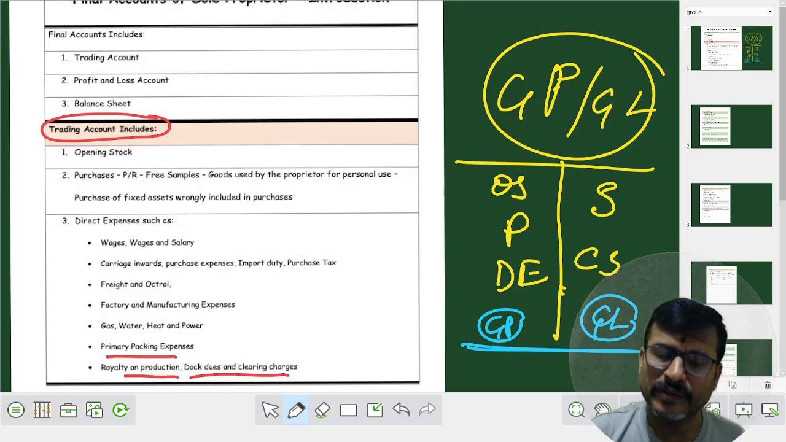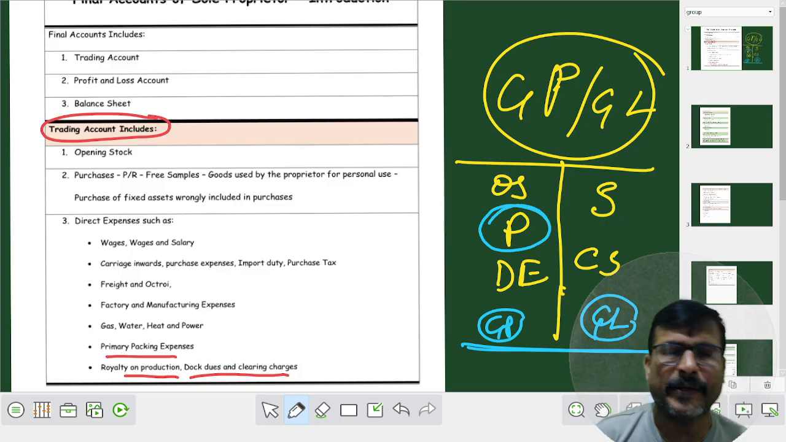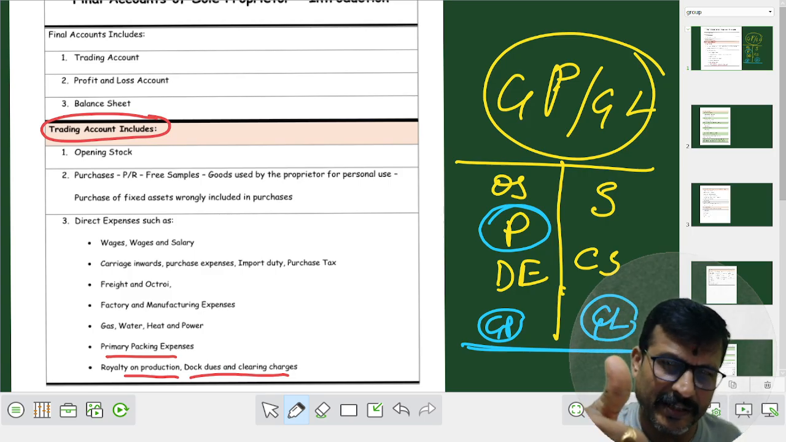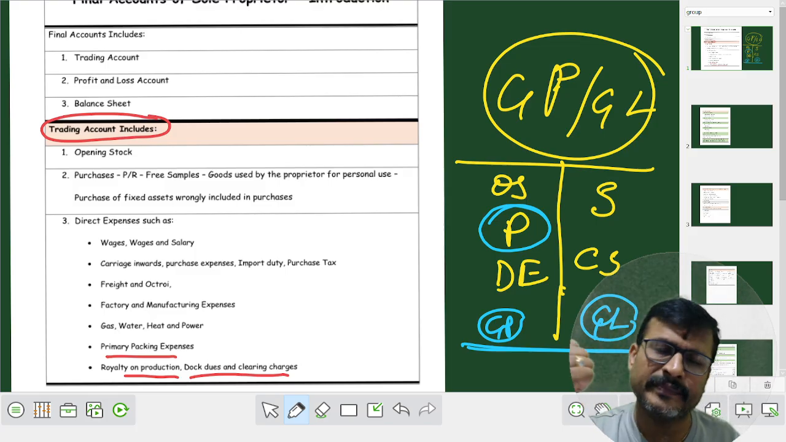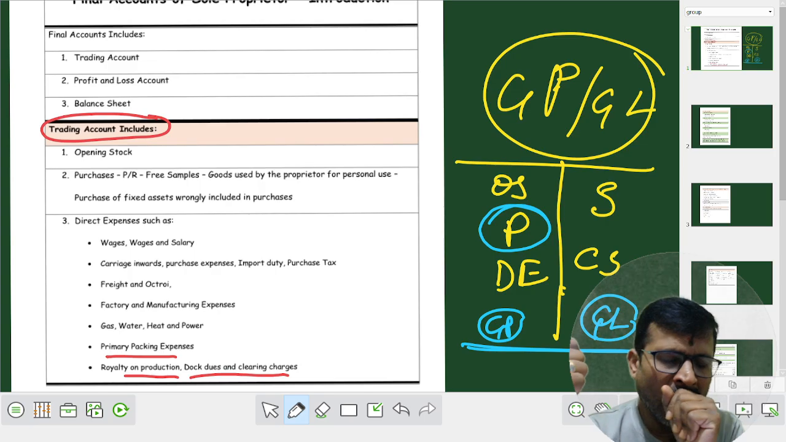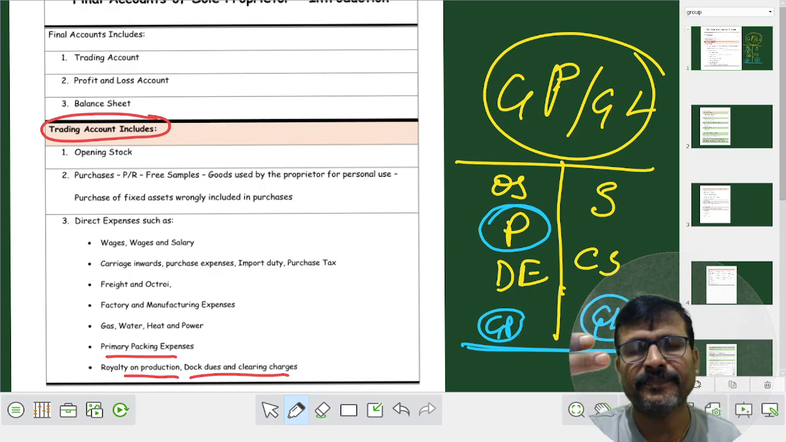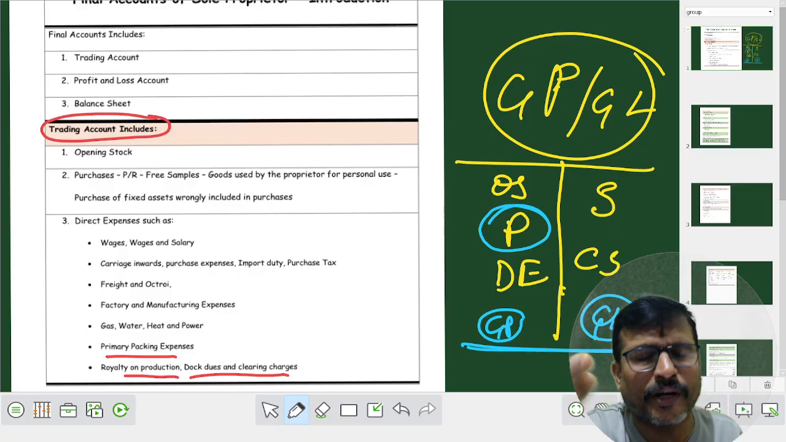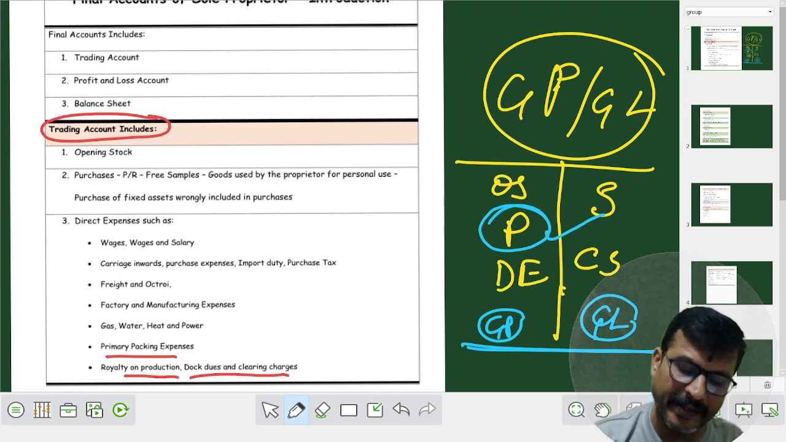Did you understand? Now, what are all the things we have to adjust in our purchases? I repeat: subtract the purchase returns, subtract the drawings in goods, subtract the purchase of asset wrongly included in purchases, and goods destroyed by fire are to be subtracted out of purchases, my dear students.